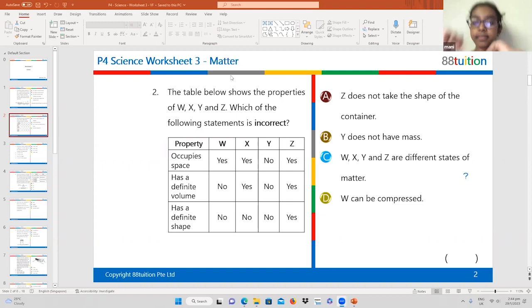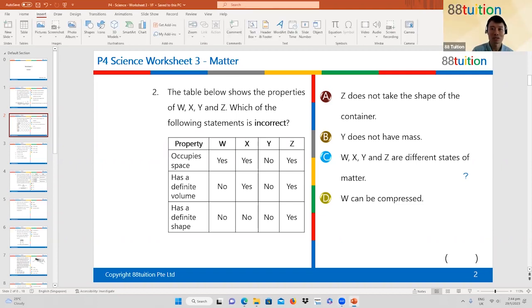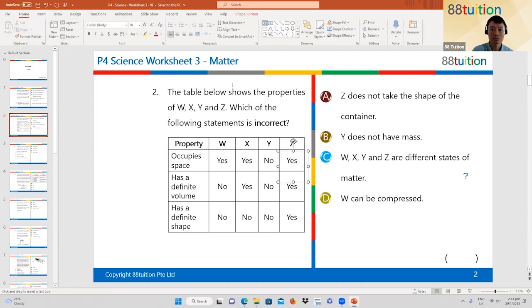Very good. Everybody will take turns to answer. So W is a gas. Then how about X? X is a form of matter, occupies space, has definite volume, no definite shape. So what is this state? Valerie, what is the state of X?